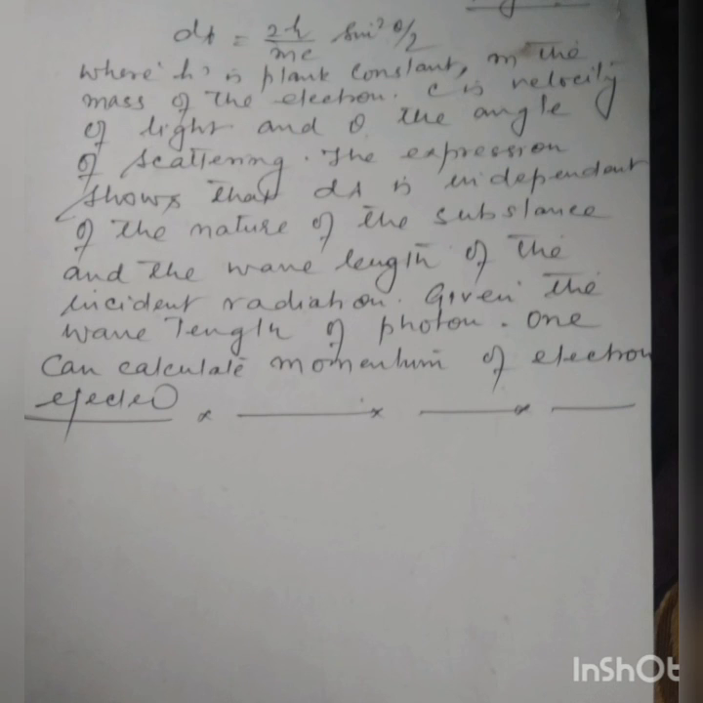The expression shows that dλ is independent of the nature of the substance and the wavelength of the incident radiations. Given the wavelength of the photon, one can calculate the momentum of the electron ejected.